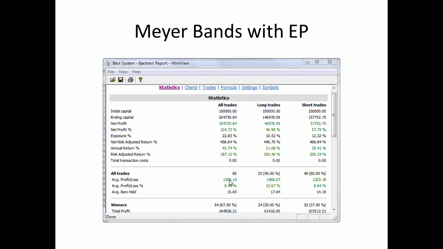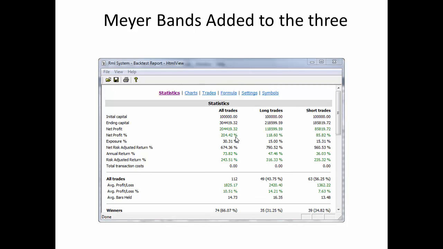So these numbers started looking much more attractive. Notice now here it says exposure 22%, 23%. Well, that means this system's only in the market about 23% of the time. So we added Meyer bands to the 3 other ones that we had, and we came up with something that gave us an exposure of 30% of the time, so it utilized the assets more effectively. The average profit and loss went to 1825, and we had 112 trades over a 2-year period, about 6 stakes a year. That's a good round number, right? And the quality of the stakes, 1825, that's pretty darn good.